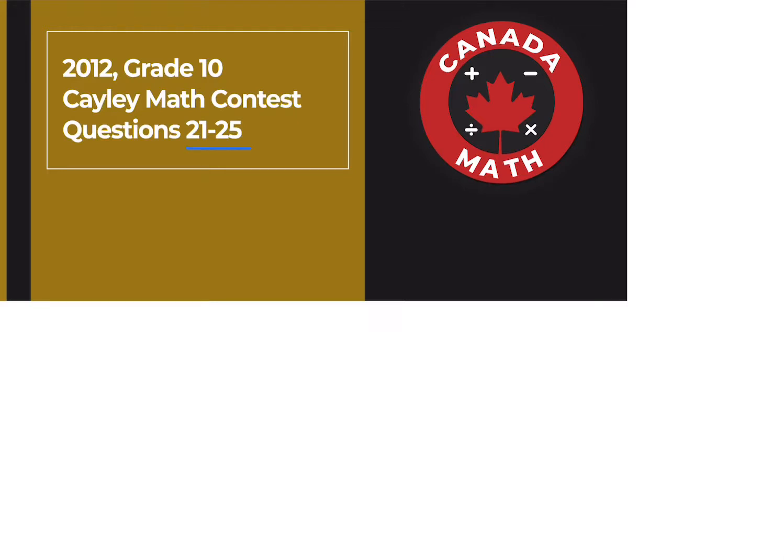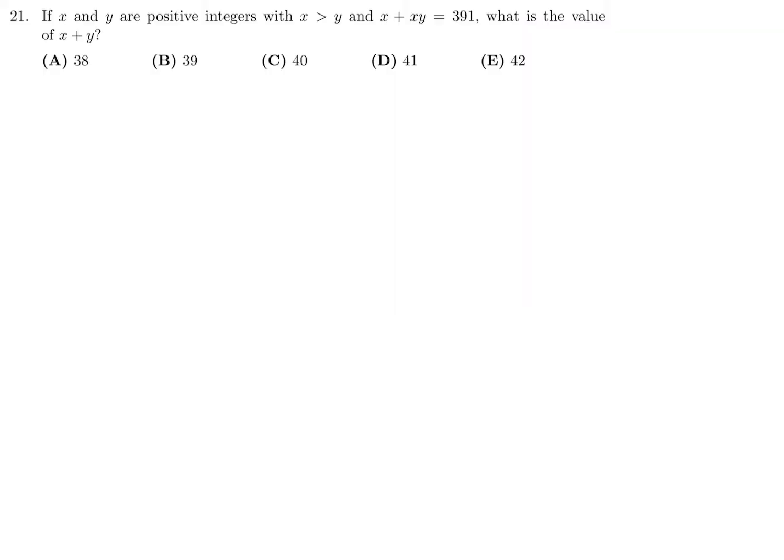Questions 21 through 25 on the 2012 Grade 10 Cayley Math Contest. If x and y are positive integers with x greater than y and x plus xy is 391, what is the value of x plus y? x plus xy is equal to 391. So where do you go from here?